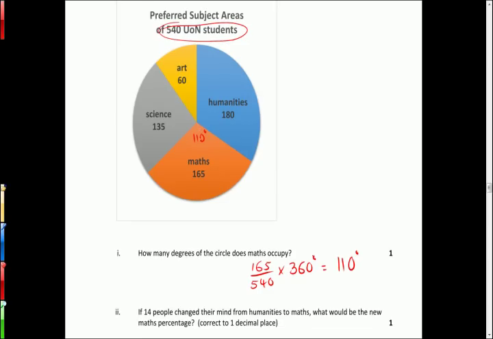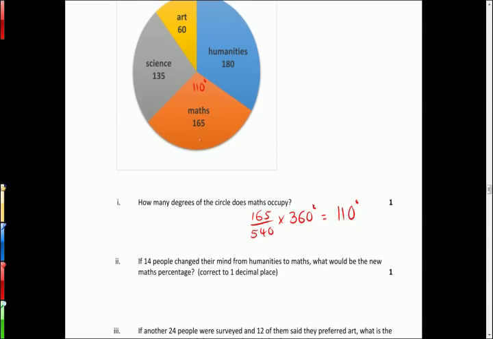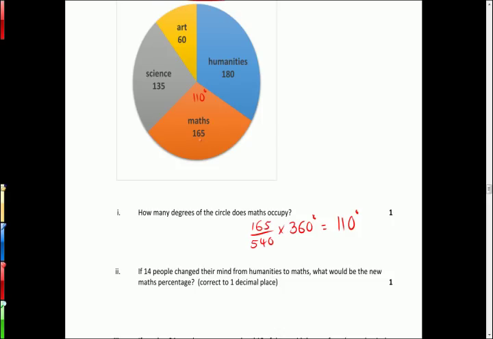Okay, fair enough. If 14 people changed their mind from humanities to maths, I could do it this way. There's two ways to do it. I could say, okay, 14 people are taking their opinion from there and giving it to maths. So I'm going to add 14 to this, becomes 179. I'll take 14 off this, which becomes 166. And then the new maths percentage will be, well, now it's 179 out of 540.